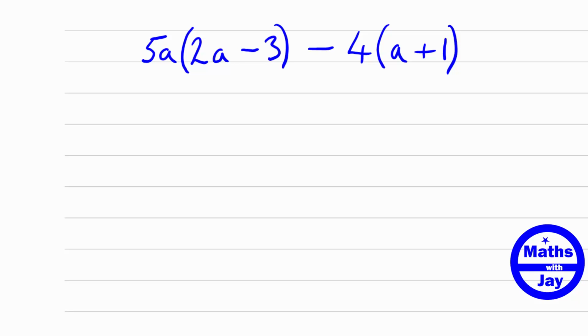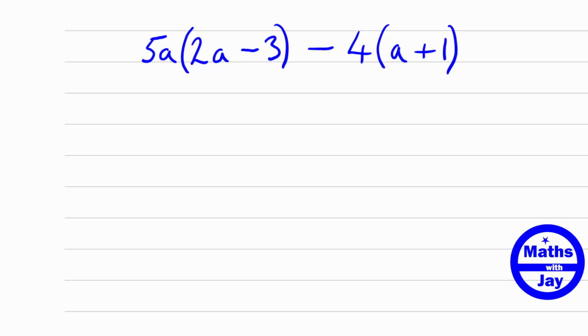So if we have a look at what we've got here, we've got a term in a multiplying another term in a, looking at the 5a and the 2a. So you'd expect you're going to get a term in a squared. And then the 5a is multiplying the minus 3, so you're going to get something multiplying a. And then we're multiplying the minus 4 by a and the minus 4 by 1. So the second bracket is going to give us another term in a and a constant term, a term that doesn't involve the a. So you're expecting to end up with something multiplying a squared, something multiplying a, and a constant term. So 3 parts to the answer. It does help if you've got that in the back of your mind before you even start doing anything.